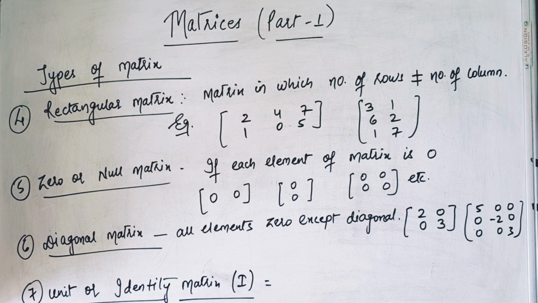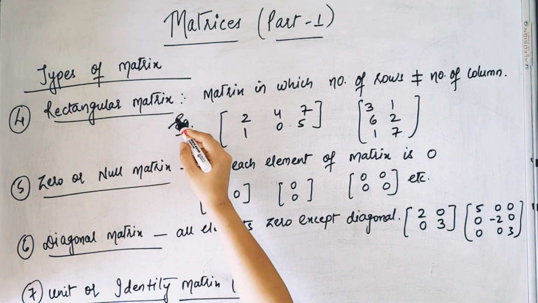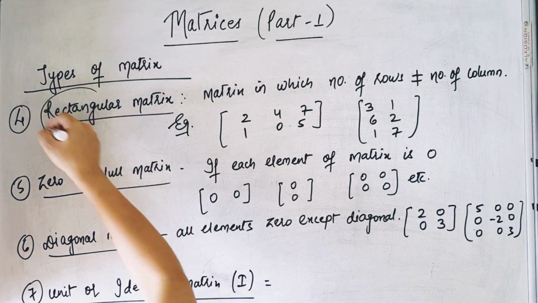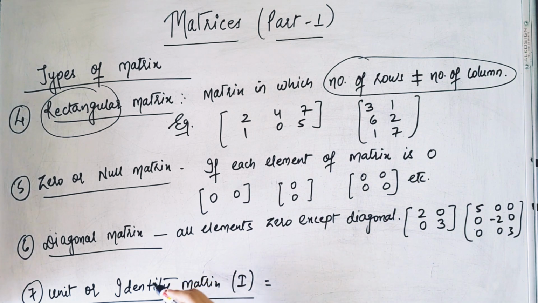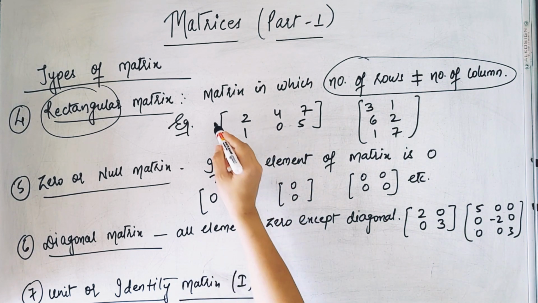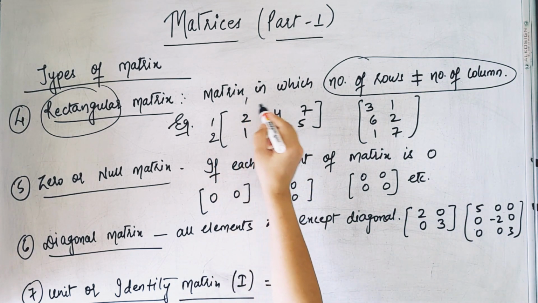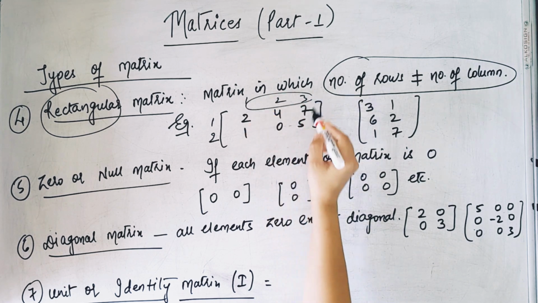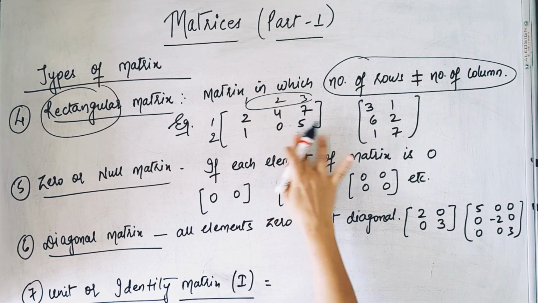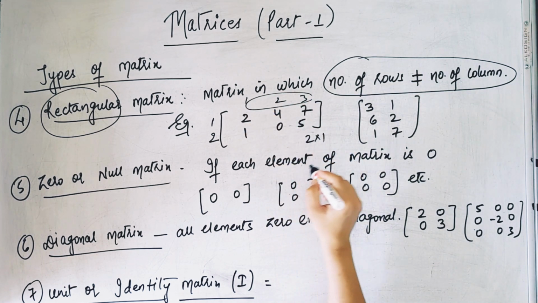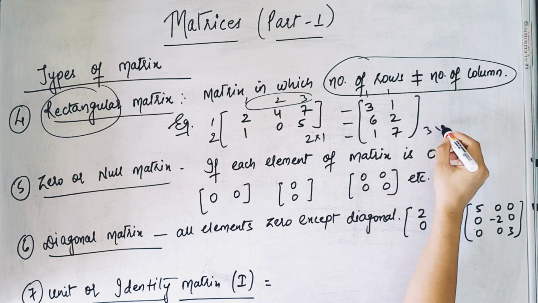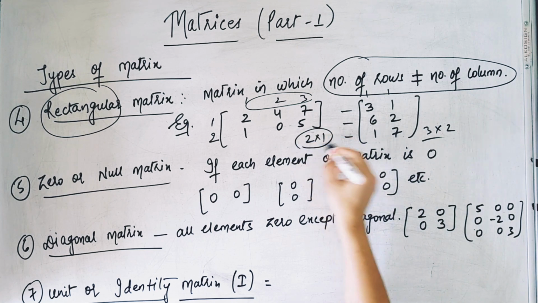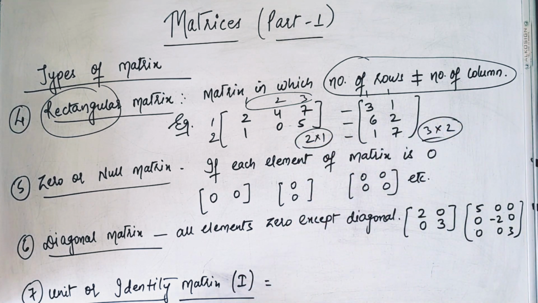The fourth type of matrix is the rectangular matrix. A rectangular matrix is a matrix in which the number of rows is not equal to the number of columns. We can see over here rows are 2 but the columns are 3. Here rows are 3, columns are 2. So 3 into 2. So in this case, rows are not equal to columns.